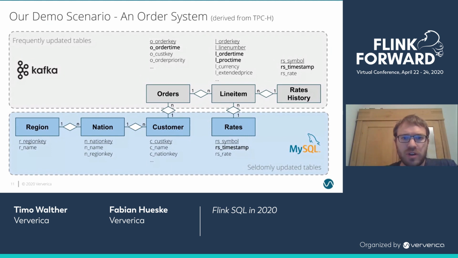The top 3 tables here, orders, line item, and rates history, are tables that are frequently changing and are being backed by Apache Kafka. And the lower 4 tables, region, nation, customer, and rates table, we put them in MySQL because they are not updated that often. We also want to show that you can work with these tables even though they are stored in different systems.